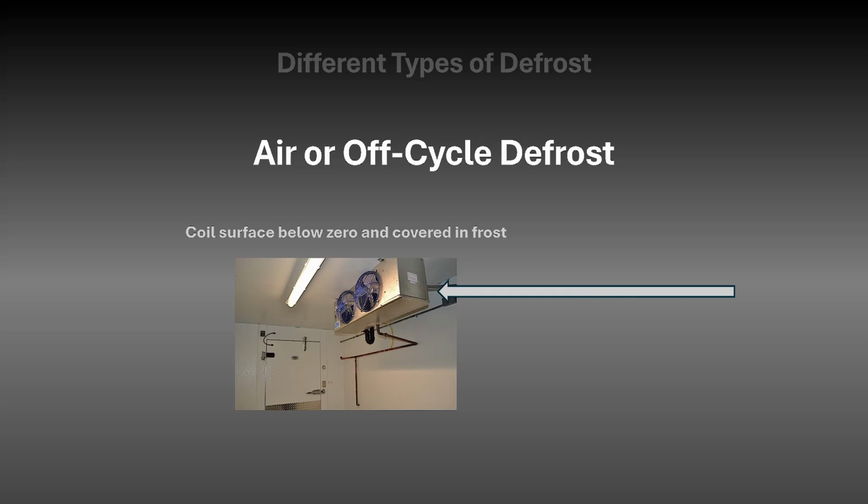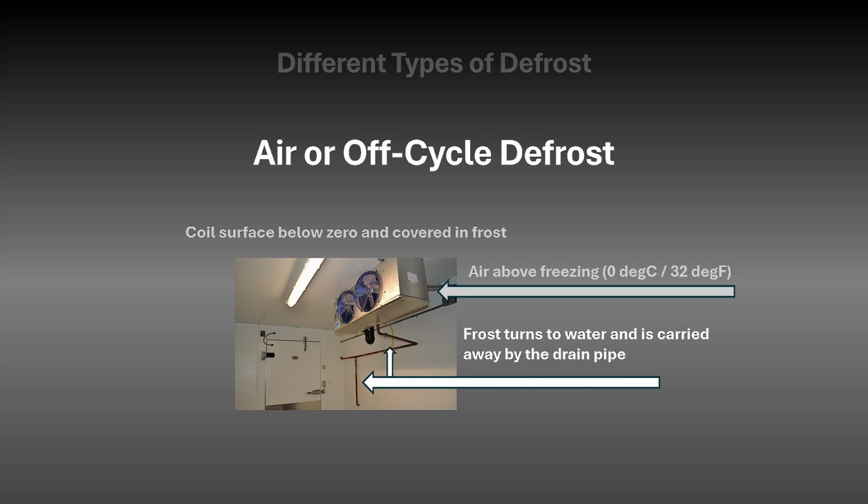Now, when we get to temperature, when the box or the space that we're cooling is where we want it to be, the refrigeration shuts off because we don't want to freeze the product. And those fans you see, they continue to run. Now, the temperature of air in the space, as we've mentioned, doesn't go below freezing, so it's still above freezing. And so the air that is above freezing will then come into contact with the frost. The frost will turn into water, and then the water is carried away by this drain pipe.